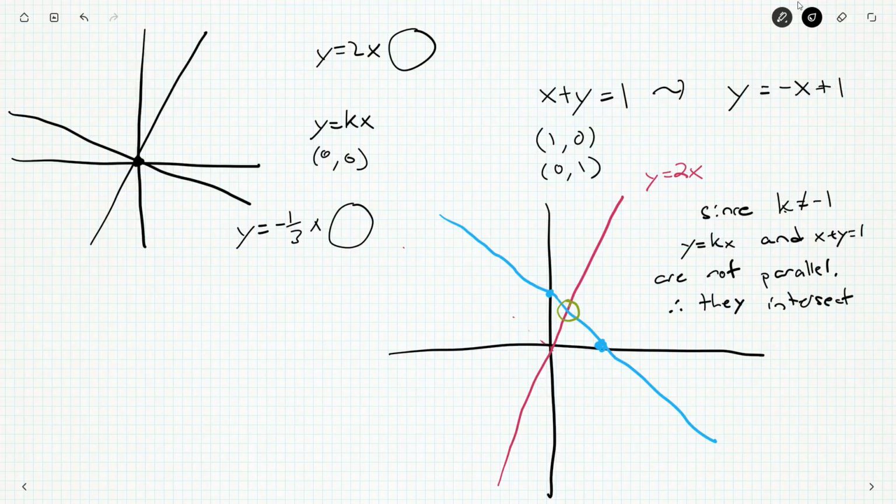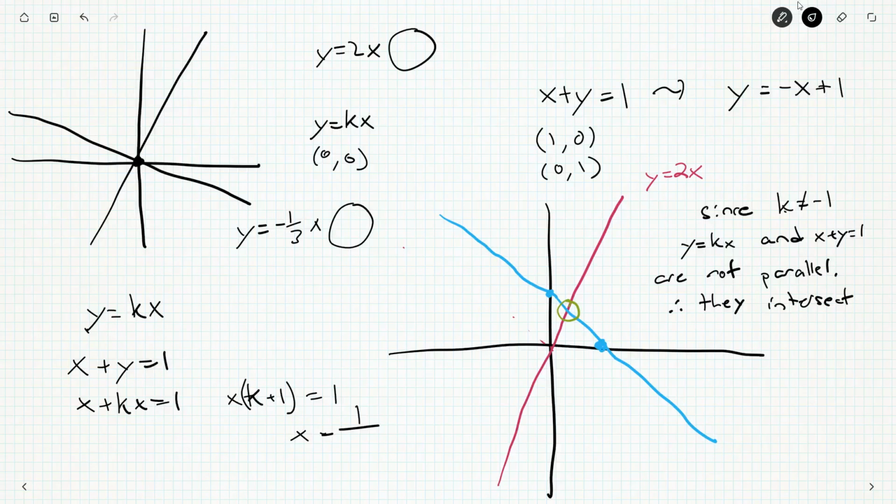Okay, so let's find that intersection. So we know y is equal to kx, and we know x plus y is equal to 1. Well, y is equal to kx, so we got x plus kx is equal to 1, or x times k plus 1 is equal to 1. X is going to be 1 over k plus 1. Another reason you don't want k to be -1, because this would be 1 over 0. Alright, so if that's x, then what's the y coordinate? Well, it's just k times that.